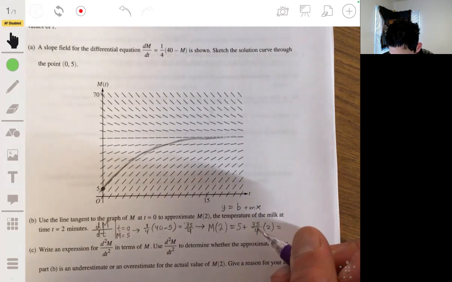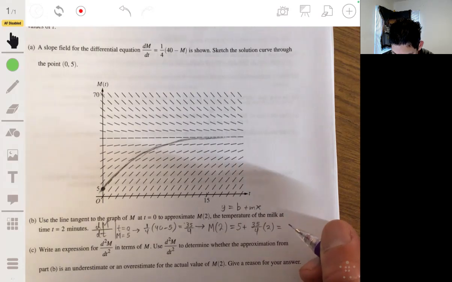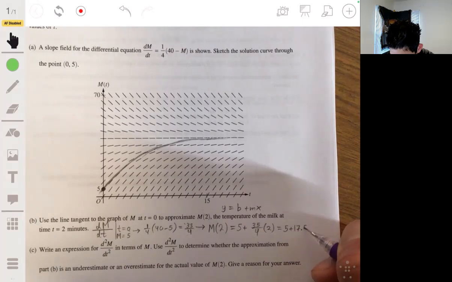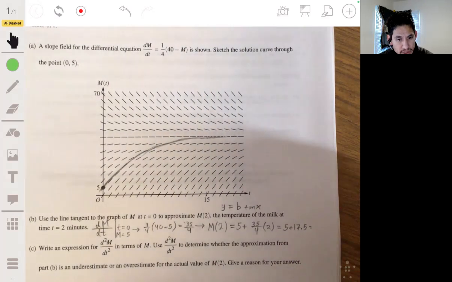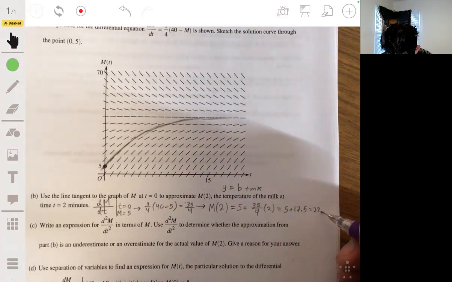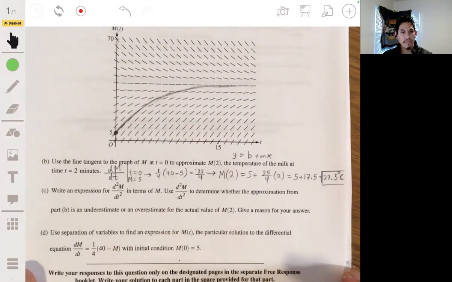And then we just kind of round this. That'll be 70 over 4, so 35 over 2, so 17.5. So 5 plus 17.5, and we would get 22.5. So the temperature of the milk would be about 22.5 degrees Celsius at time t equals 2 minutes. I was just able to squeeze it in there.